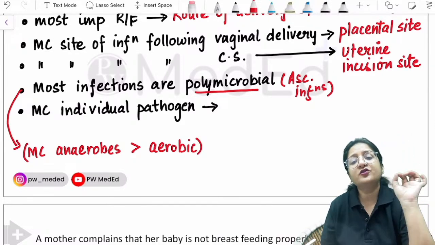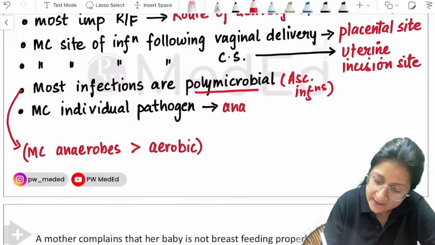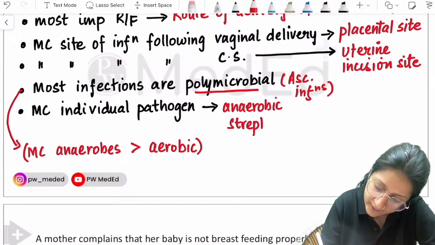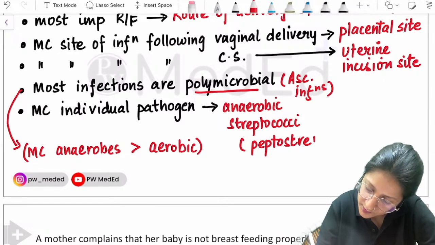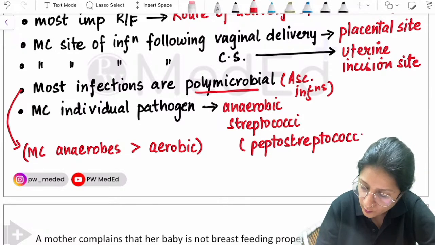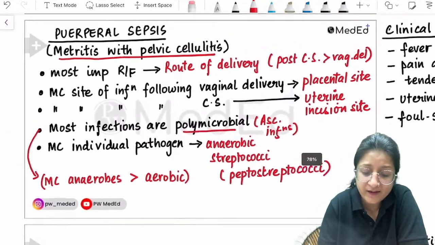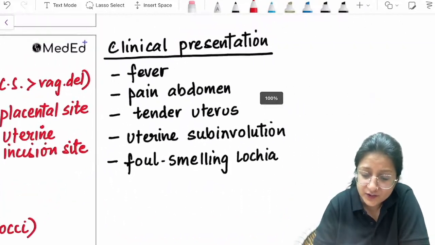Okay, and if they ask you most common individual pathogen, then the answer is anaerobic streptococci, peptostreptococci. So these are one-liner pointers that you should keep in mind regarding puerperal sepsis. Basic. Now the clinical presentation.